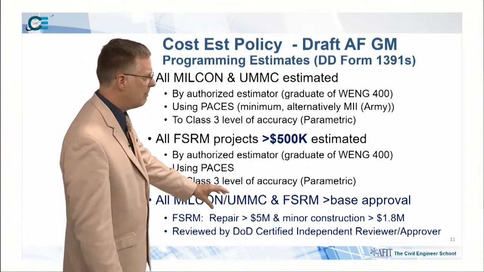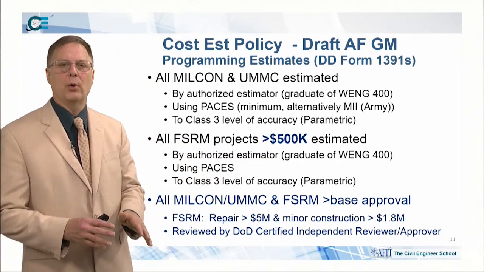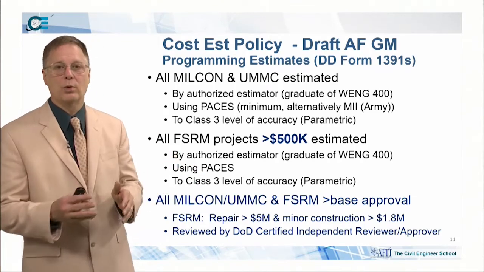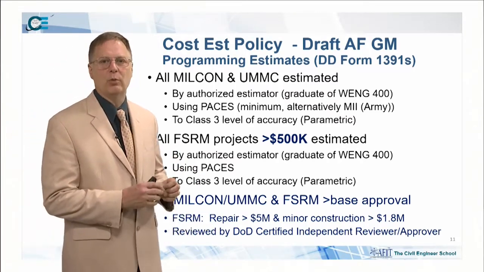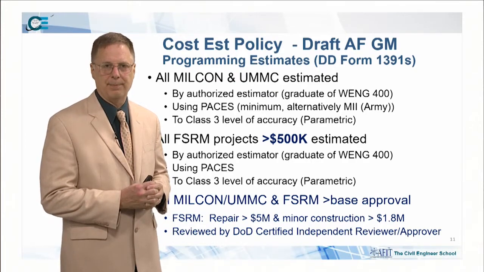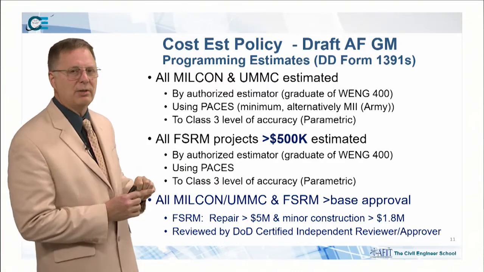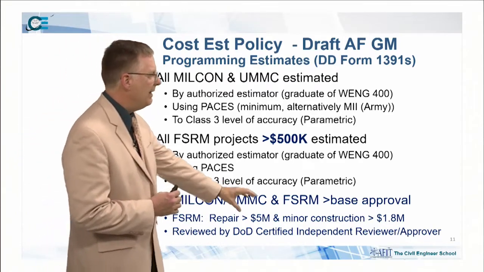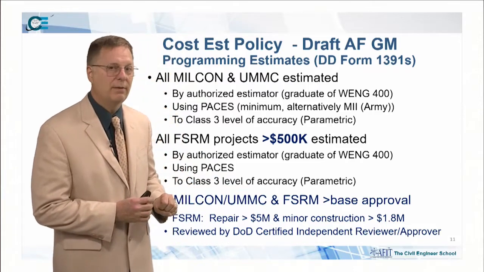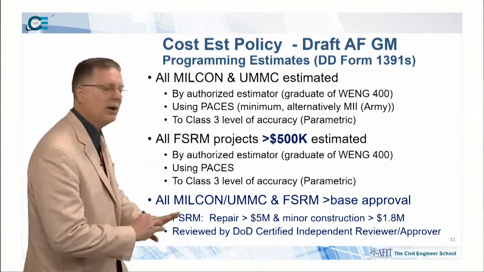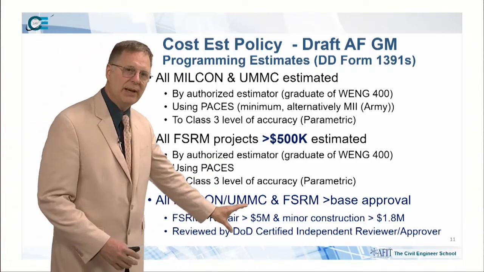All MILCON and UMMC and FSRM projects that exceed base level approval authority. So if it's going to go to higher headquarters anyway, we must have an independent review and approval. Okay? So this includes all FSRM projects above $5 million, and then repair projects above $5 million, and minor construction projects above $1.8 million, and then again, all MILCON and UMMC, because those are the projects that exceed base level.